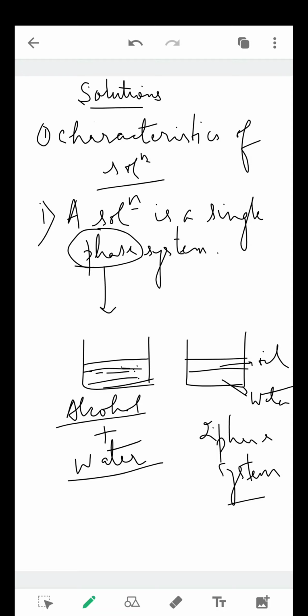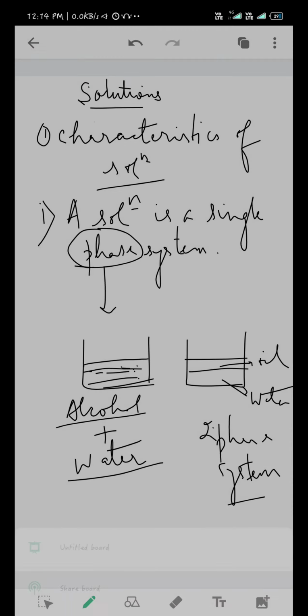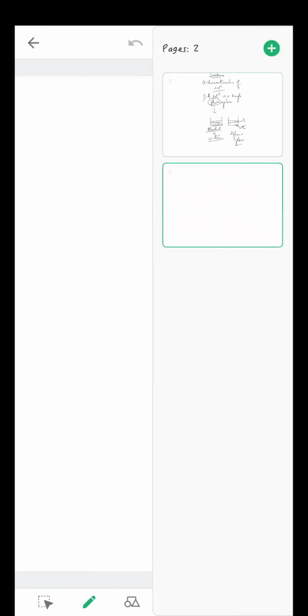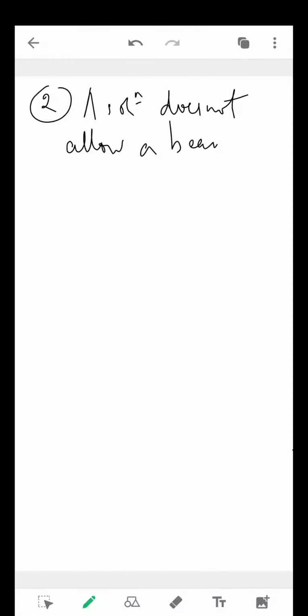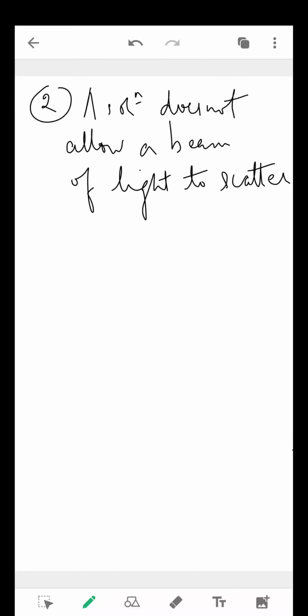Okay. Now, the second characteristic of solution is that a solution does not allow a beam of light to scatter. Okay. So we know that light passes through a true solution and is not reflected by the particles of the true solution. That is, the Tyndall effect cannot be seen.